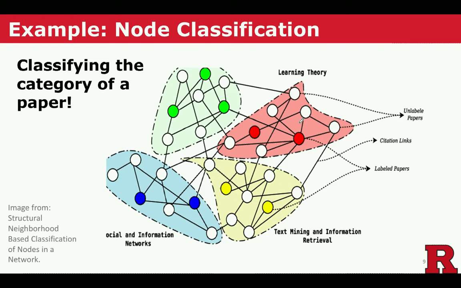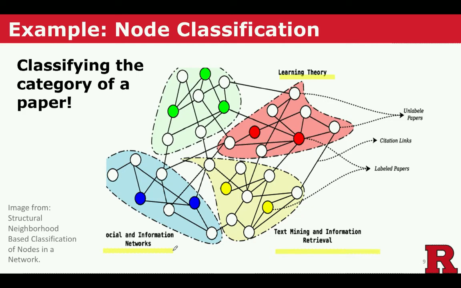One notable example is to classify the category of papers in a citation network. In a citation network, nodes are basically the papers, and the edges represent citations. Each paper can belong to a subject category. For example, here we have learning theory, text mining and information retrieval, and social and information networks. Those are different subject categories. Each paper can belong to one subject category, sometimes multiple.